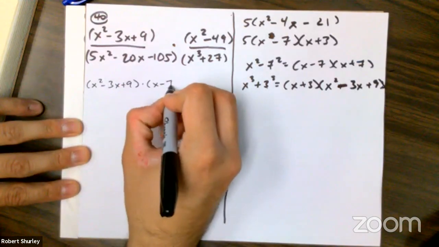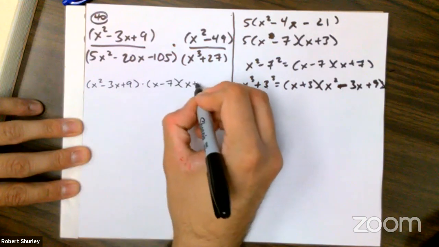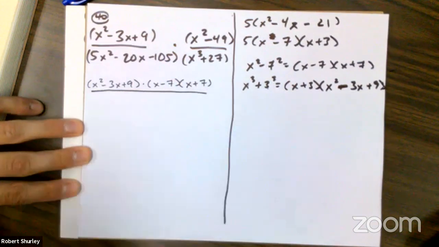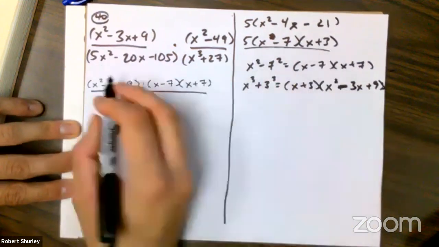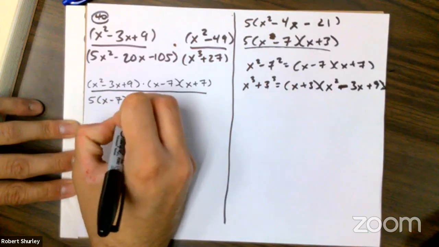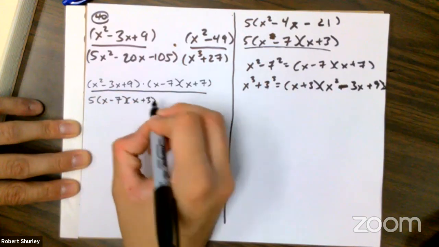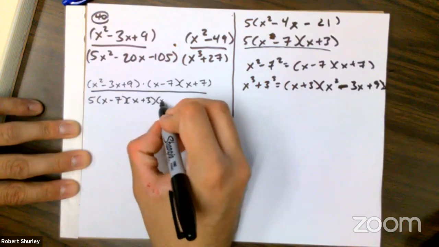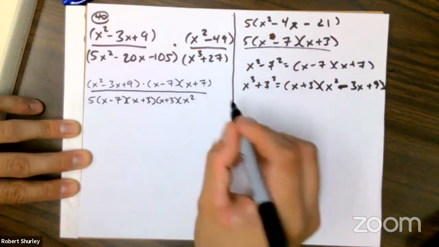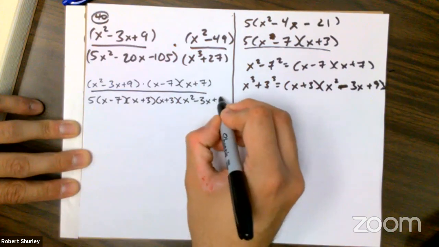Times x minus 7 times x plus 7, right? That's the numerators. The denominator, now this first denominator is right here. So 5 times x minus 7, x plus 3. And the other denominator is a sum of cubes. Holy cow. X squared minus 3x plus 9.